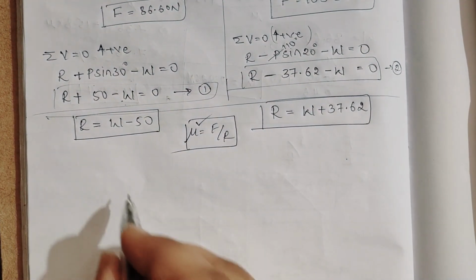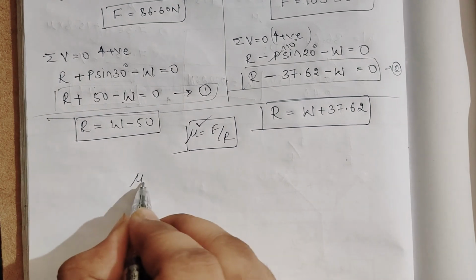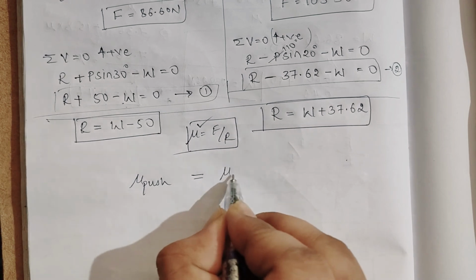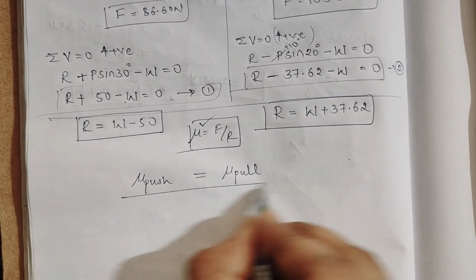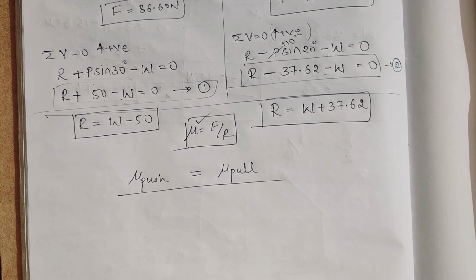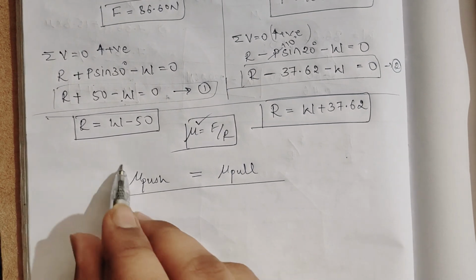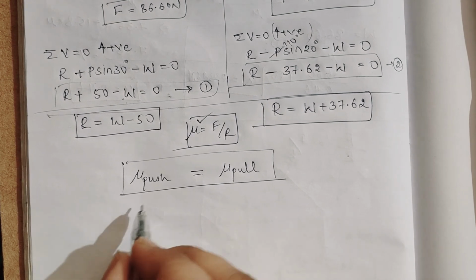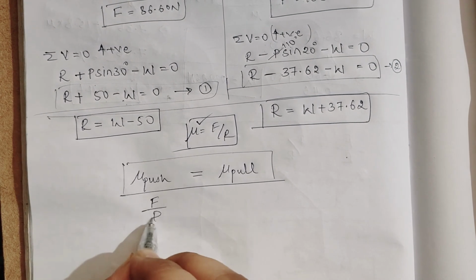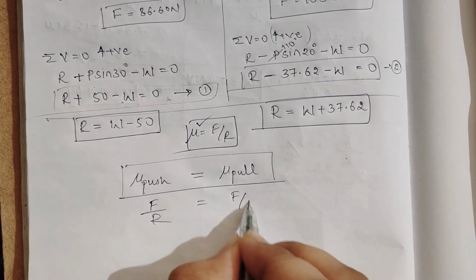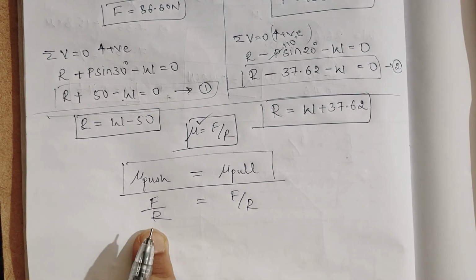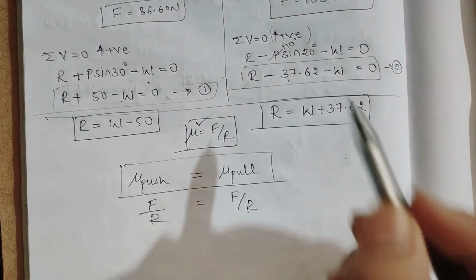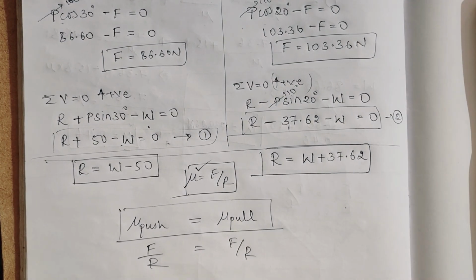Okay, now what I do is mu for push is equal to mu for pull, as the body and the horizontal surface are same. I can assume this from the given question. So what is this value? F by R. This value is F by R. So what I am getting from F, from the push value, I'll equate with the pull value. So what is the F I got here?